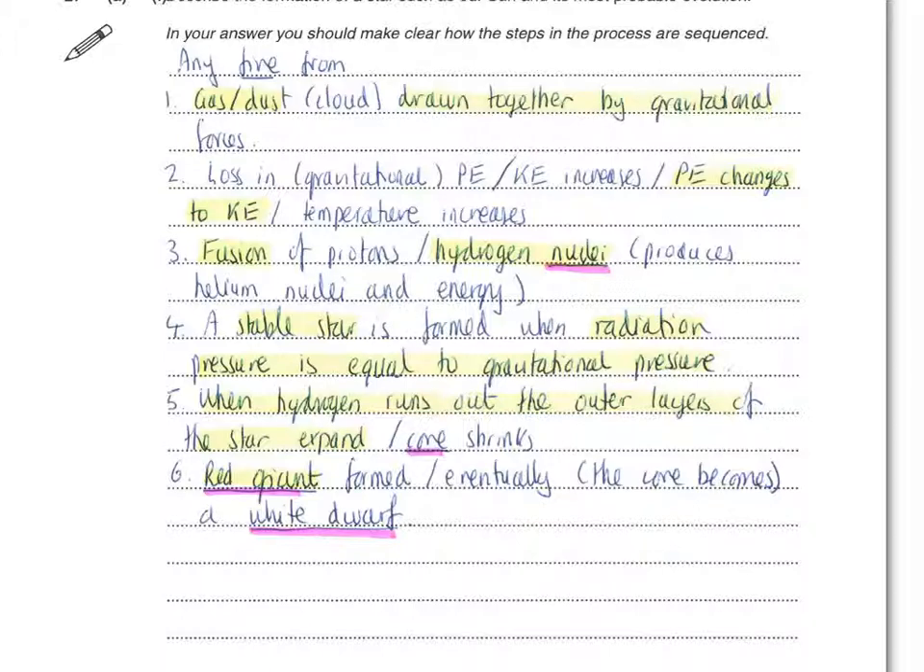The 5th marking point is again a later stage because we're going in order. So ultimately hydrogen runs out, and this leads to the outer layers of the star expanding. An alternative marking point is describing what happens to the core. It shrinks. And finally, you get a mark for either saying that a red giant is formed, or for referring to the fact that eventually the core becomes a white dwarf.